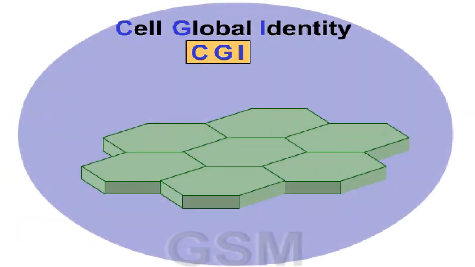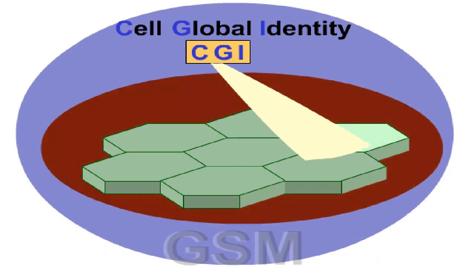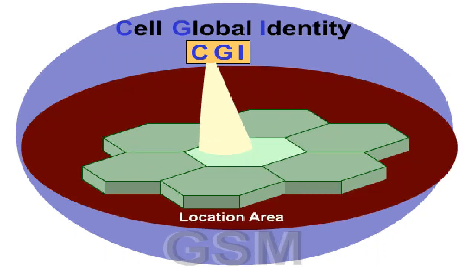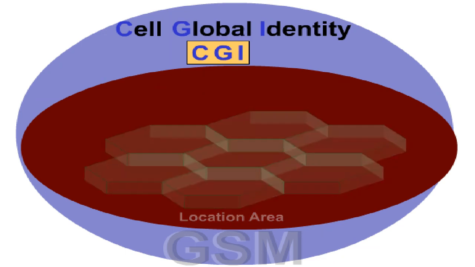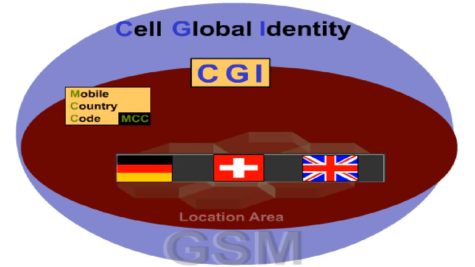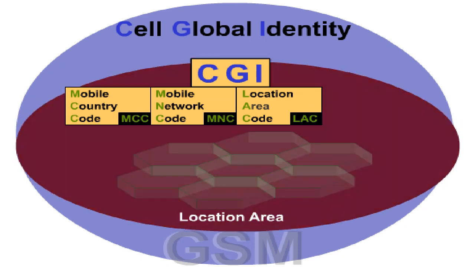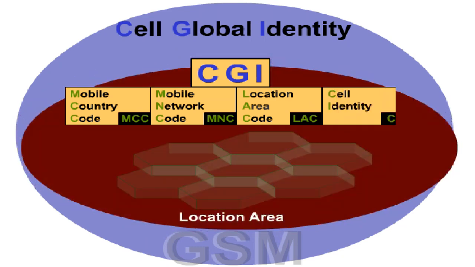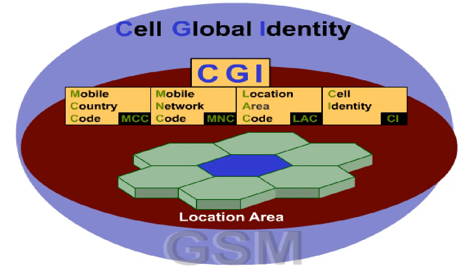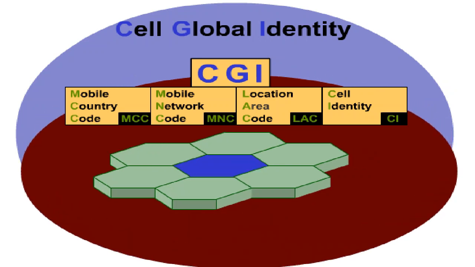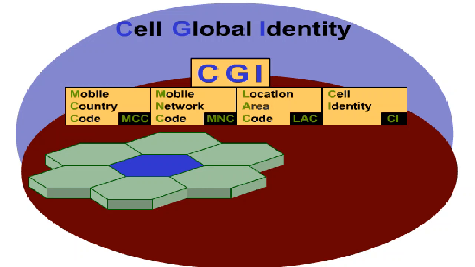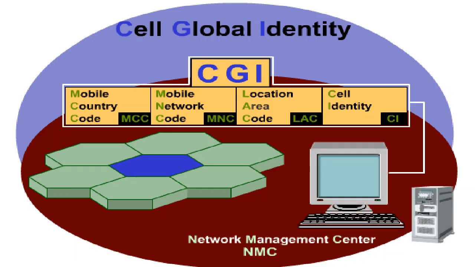The Cell Global Identity, CGI, is a number code used to identify each cell within a location area of a GSM network. The CGI consists of the relevant mobile country code, MCC, of a country, the mobile network code, MNC, for the relevant network, the location area code, LAC, of a location area, and the cell identity, CI, which indicates the relevant cell within this location area. Using this code, the traffic data relevant to a cell, for example, can be evaluated statistically in the Network Management Center, NMC.